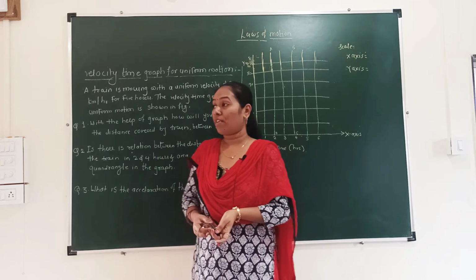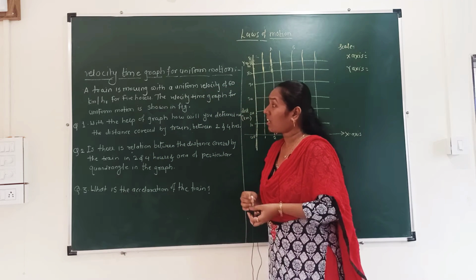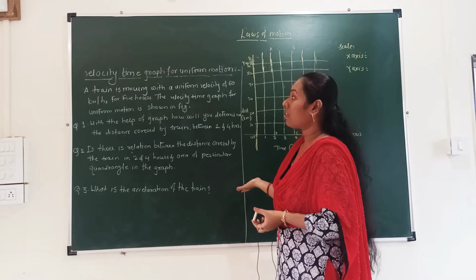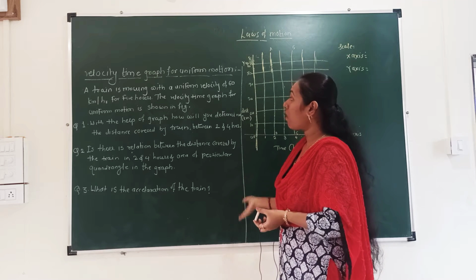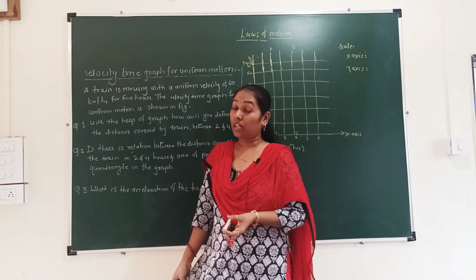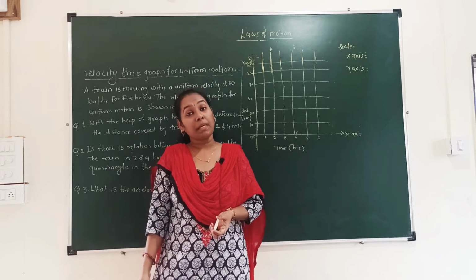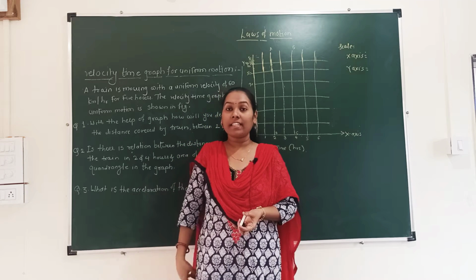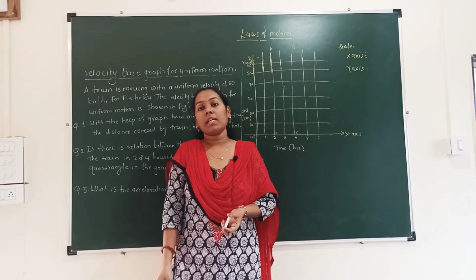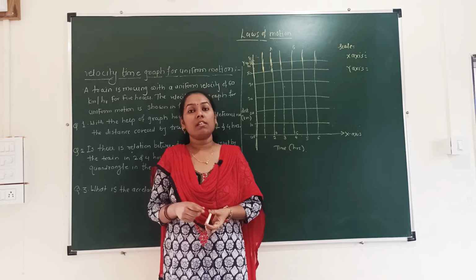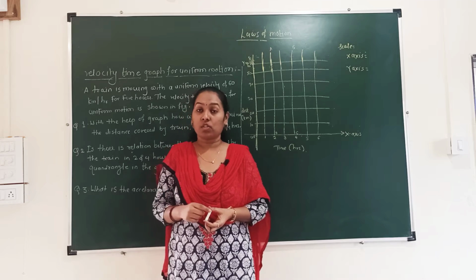First of all, we will see what the data is and what the questions are. Velocity-time graph for a uniform motion. All of you know what is meant by velocity, what is meant by time, what is meant by uniform motion, and how these 3 terms are interrelated with each other. Based upon these 3 terms we have to calculate the answers of the questions.